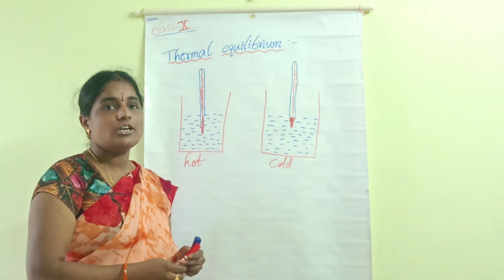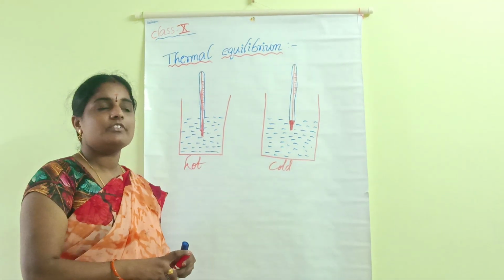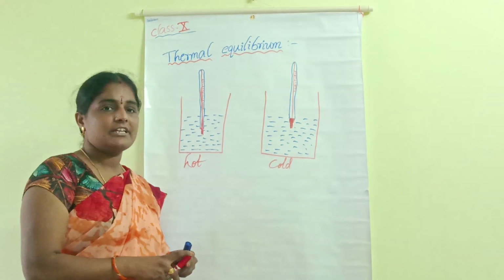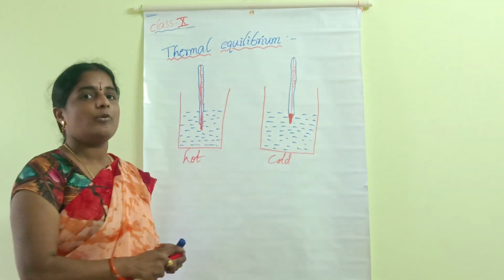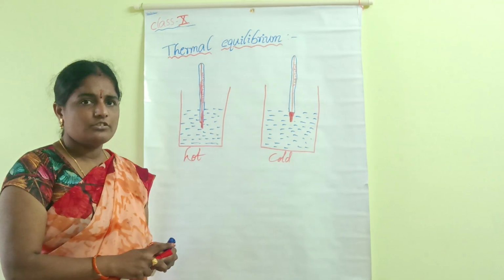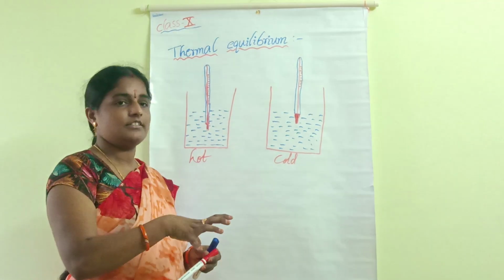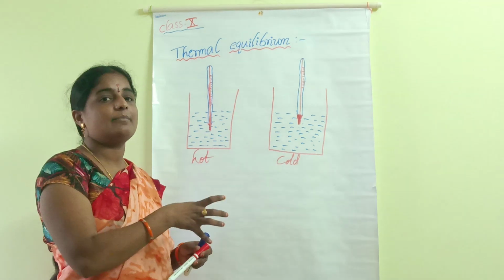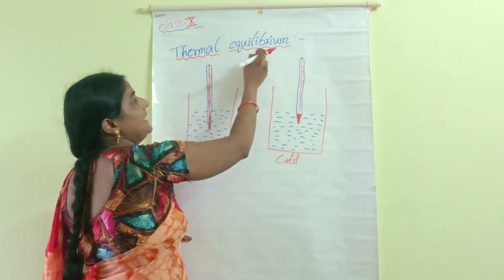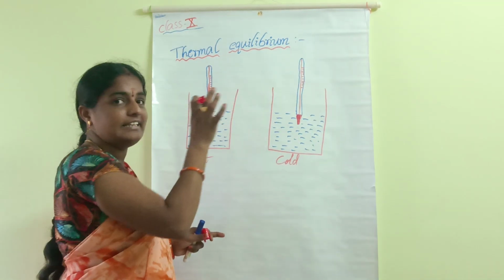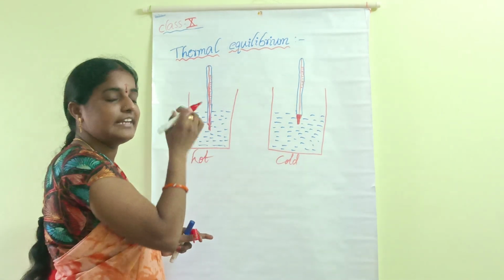As we completed the concept of thermal equilibrium, along with this concept there is a small activity present in your textbook that I am going to explain to you today. Before going to learn that, what is meant by the word thermal equilibrium? As I told you, thermal represents heat, and equilibrium means the temperatures of two systems are equal.